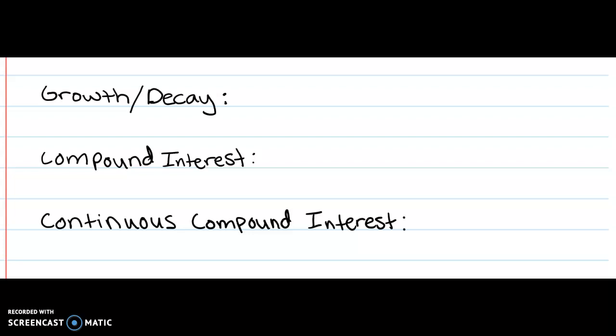Okay, so in this video, we're going to talk about three formulas that we're going to use for word problems in topic 2. The first one is growth and decay, so exponential growth and decay. The formula for this is A = P(1 ± r)^t.